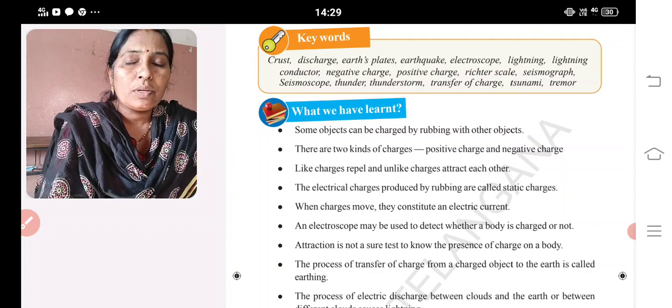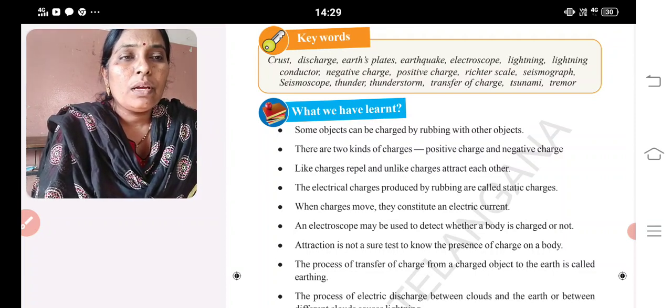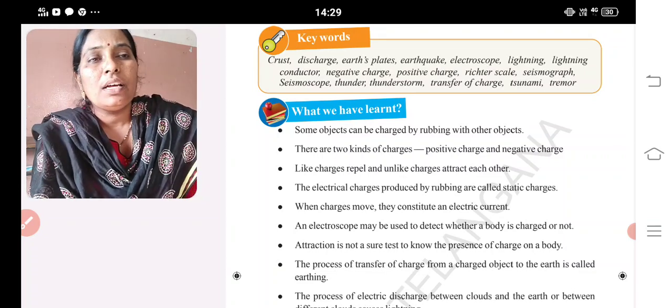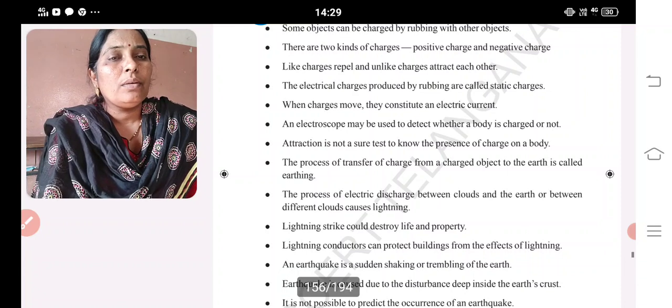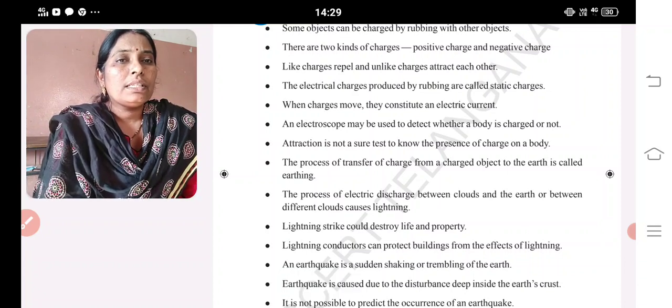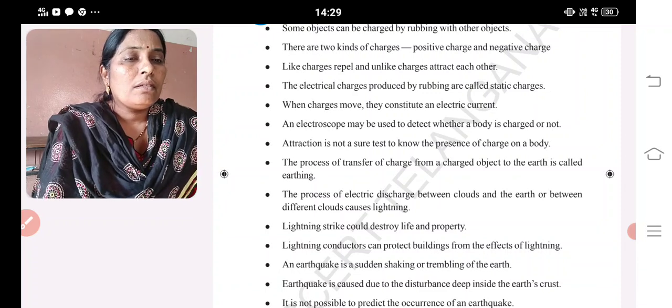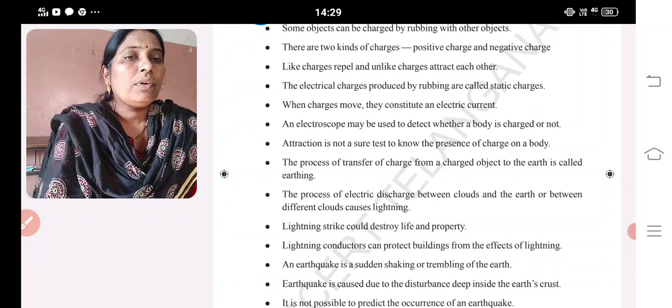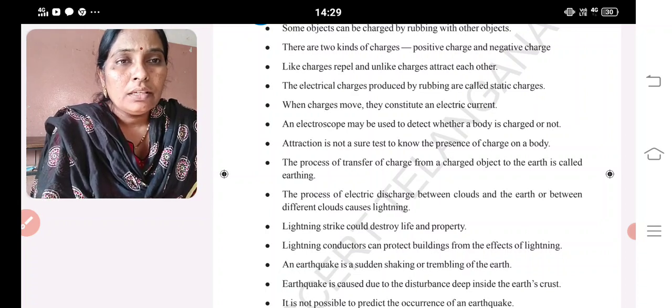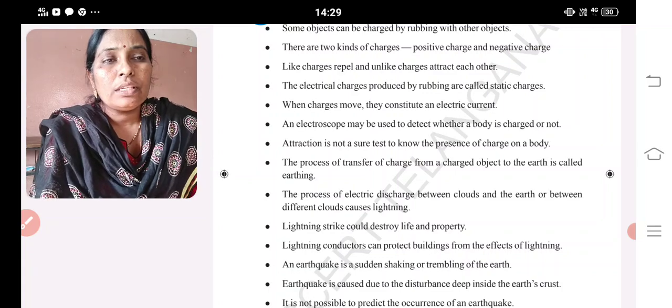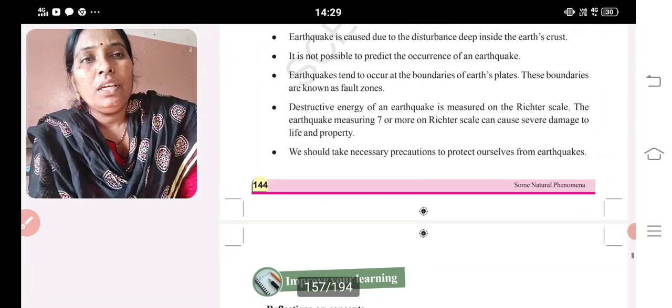The process of transferring a charge from a charged body to the earth is called earthing. The process of electric discharge between clouds and the earth, or between different clouds, causes lightning. Lightning strikes destroy life and property. Lightning conductors can protect buildings from the effects of lightning. An earthquake is a sudden shaking or trembling of the earth. An earthquake is caused due to disturbance deep inside the earth.